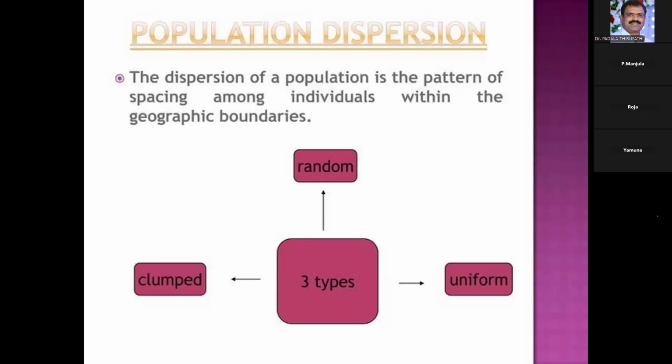So population dispersion means a pattern of spacing among the individuals within the geographical boundaries. That is how these organisms are spaced in an area. So it is called the population dispersion. Again, this population dispersion is of three types: clumped dispersion, random dispersion, and uniform dispersion.